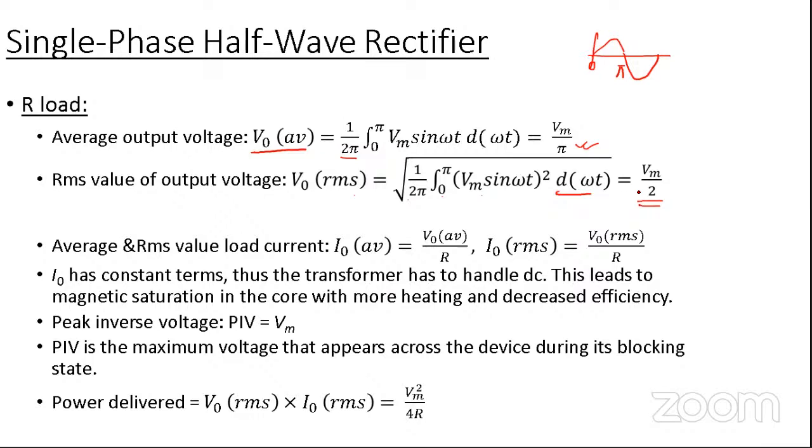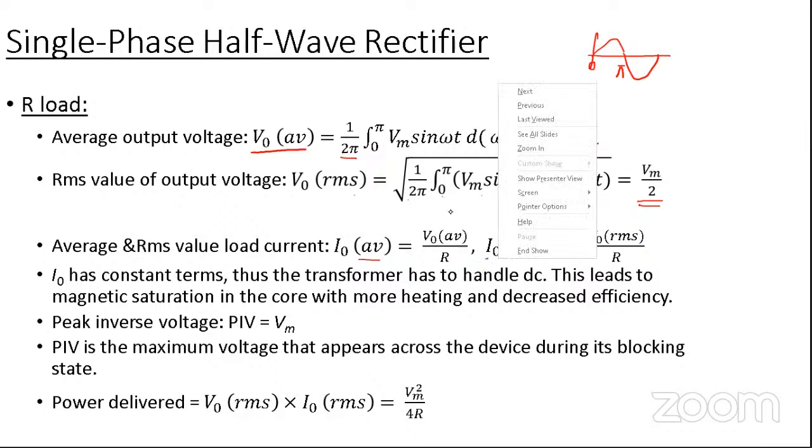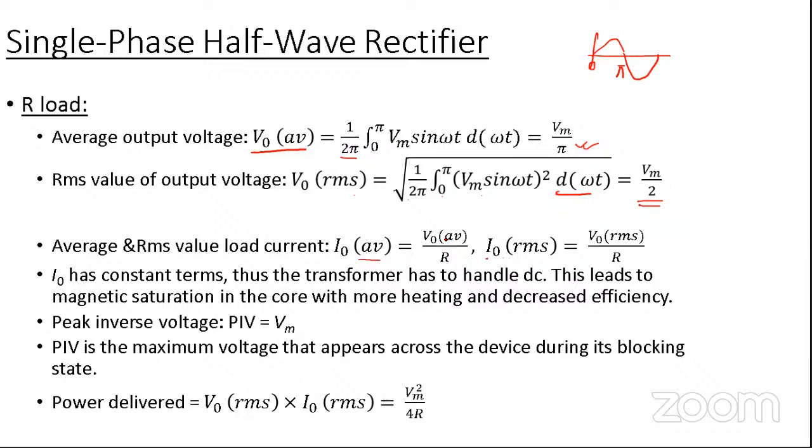And after getting the average output voltage and RMS output voltage, it is easier to find the average current and RMS output current, because here we consider only a resistive load. So the current waveform follows the voltage waveform, only the magnitude differs. That is V0 average by R, the magnitude of the average current, and V0 RMS by R, the magnitude of the RMS current.